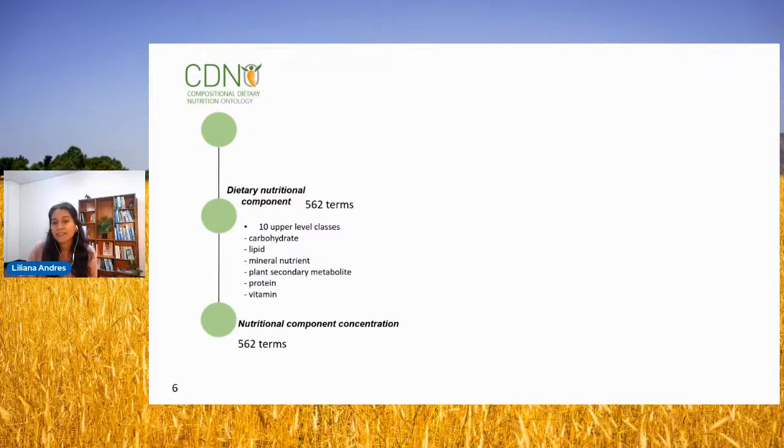So I just want to mention that CDNO is substantial and it's growing. The dietary nutritional component class is classified within 10 upper level classes corresponding to classes for proximate analysis, for example, carbohydrates, lipid, mineral nutrients, etc.